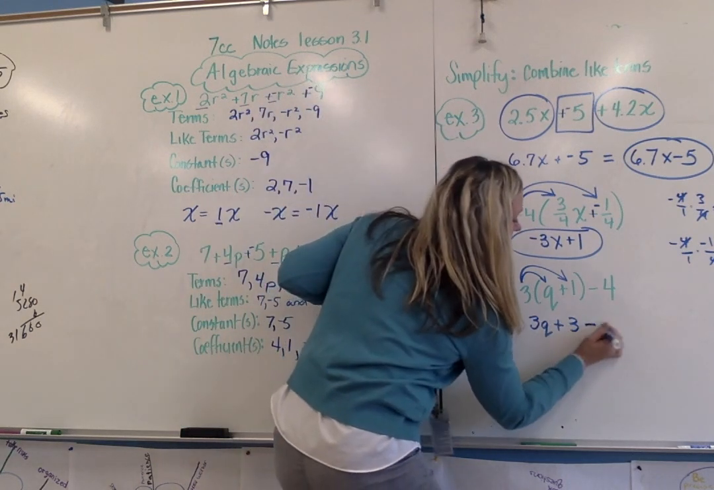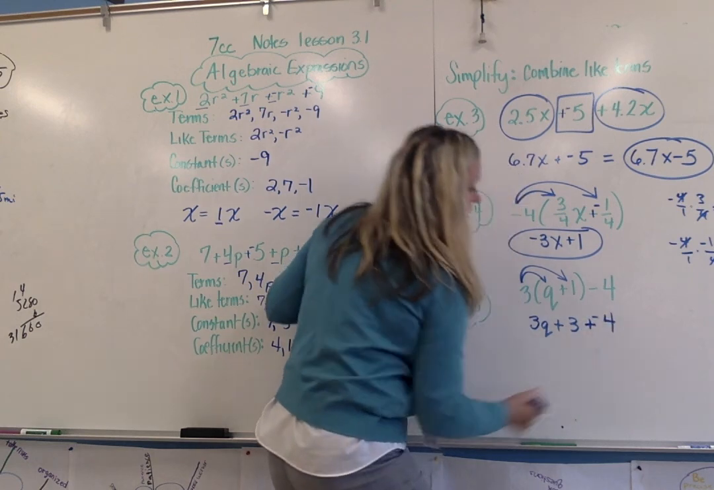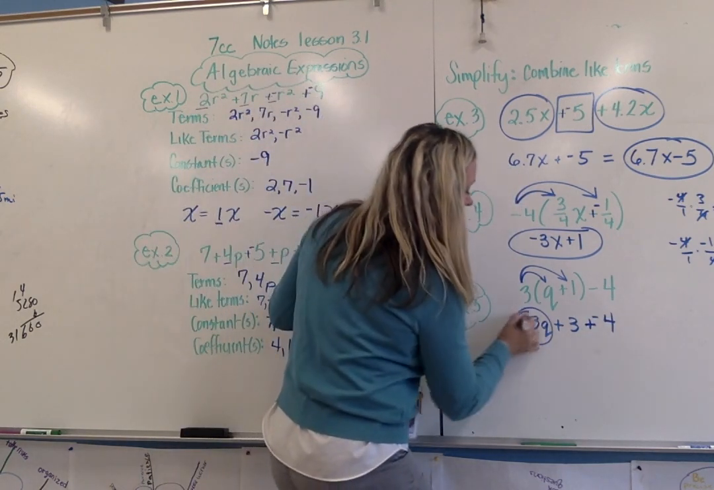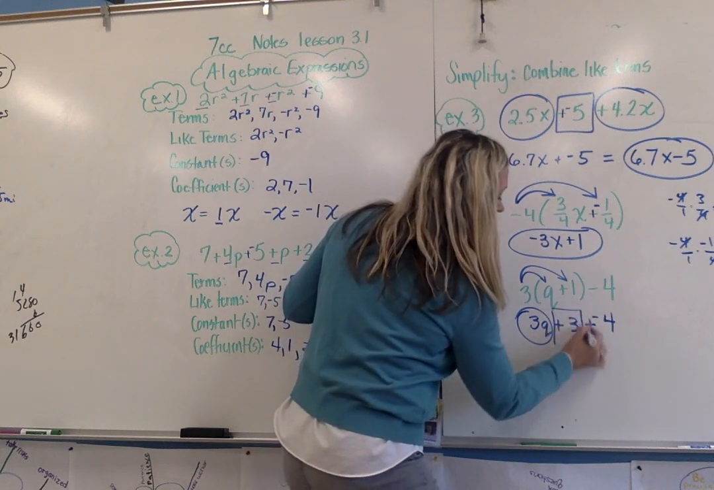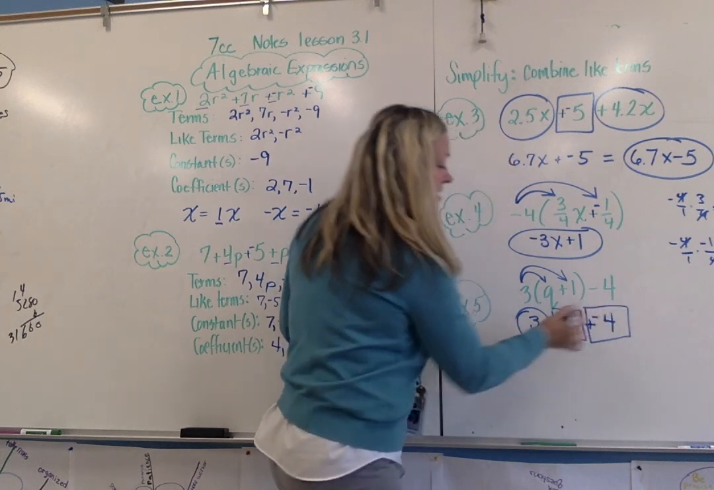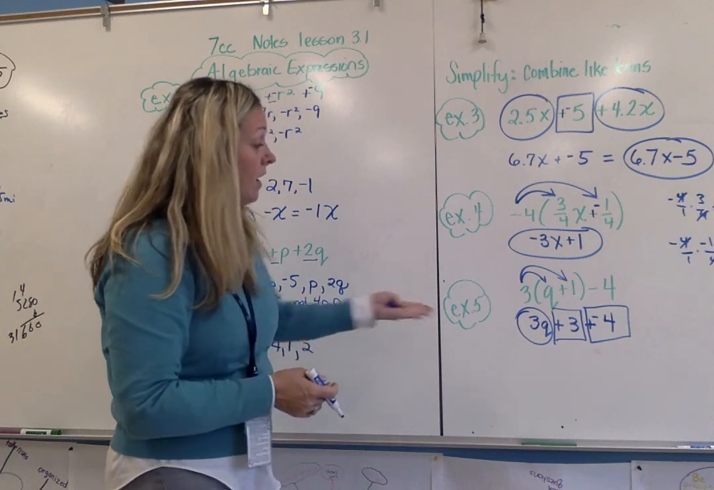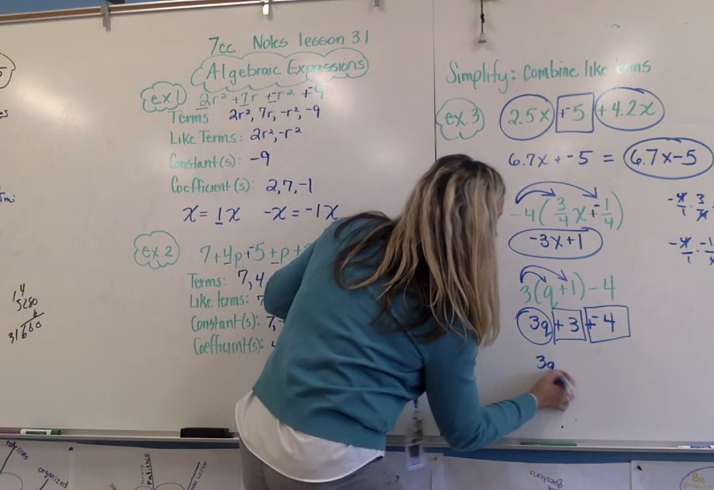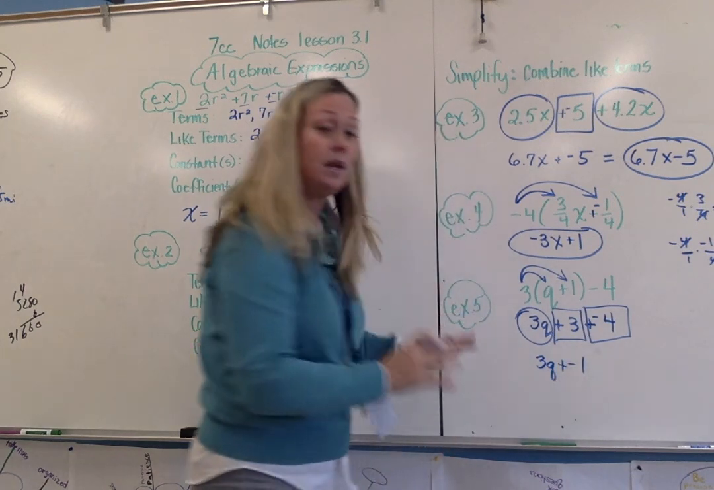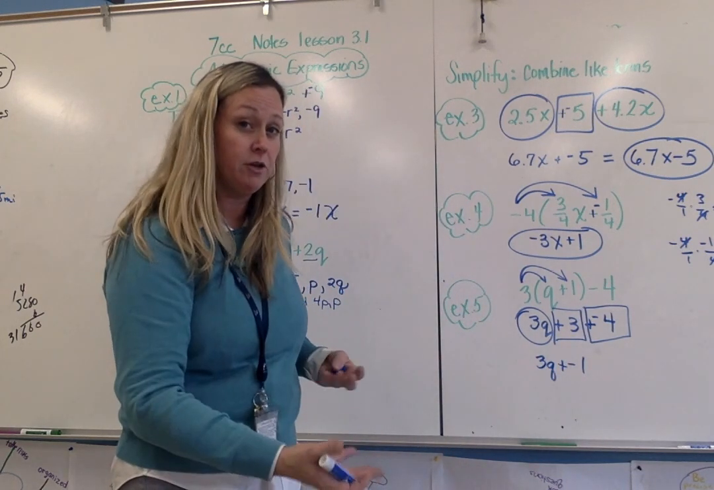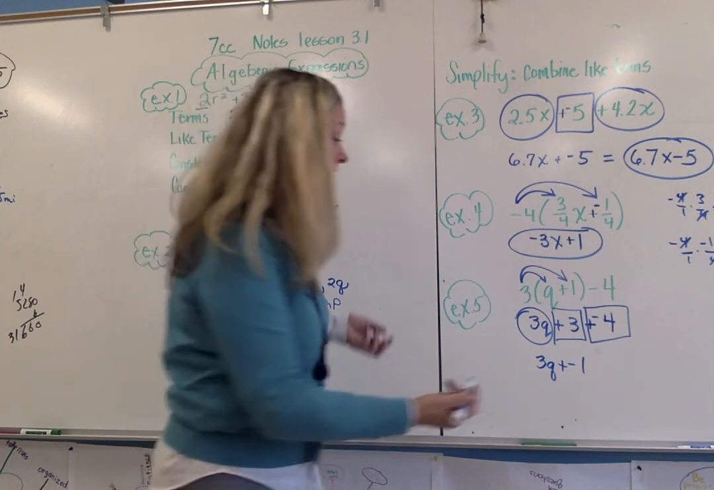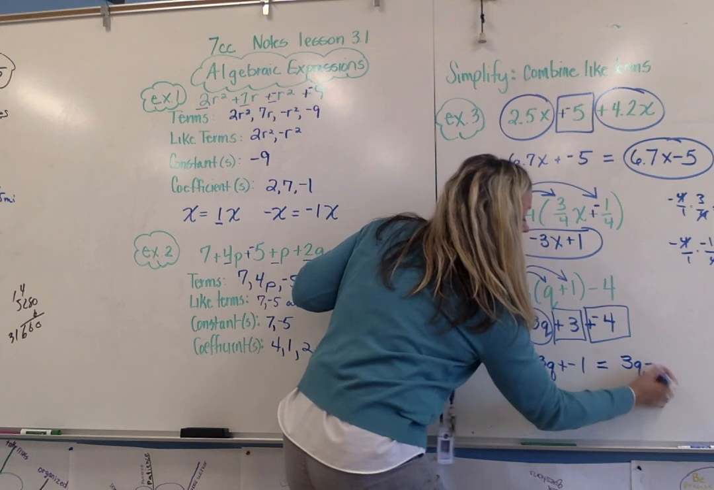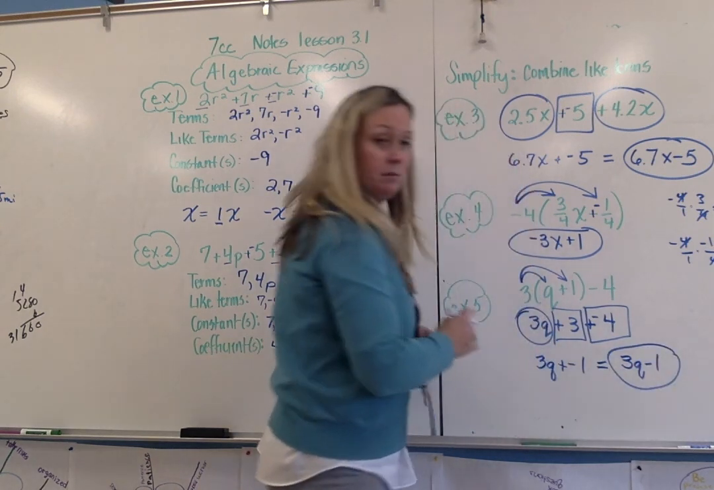And then I have this, which I'm going to change to, rather than subtract 4, add -4. So I have a 3q with no like terms. I have a 3, and I have a -4. Well, I can combine 3 and -4. So I have 3q plus -1. Now, I'm going to go ahead and take this a step further and simplify it because adding a negative is the same as subtracting. And so I have 3q minus 1 is my simplest one.